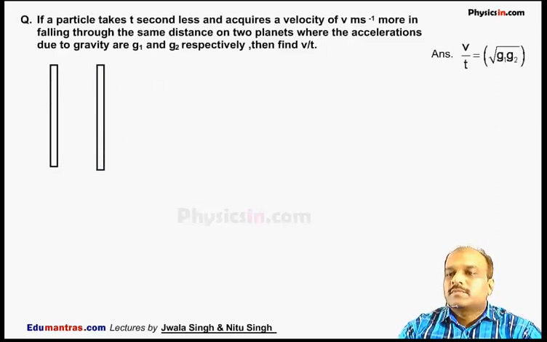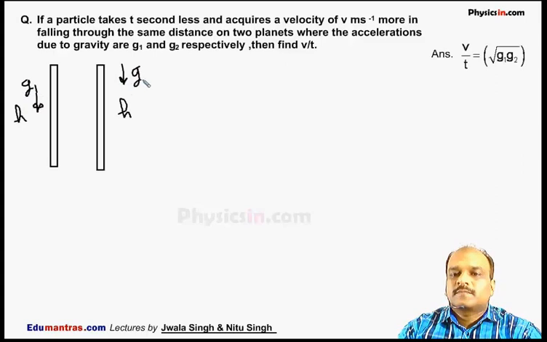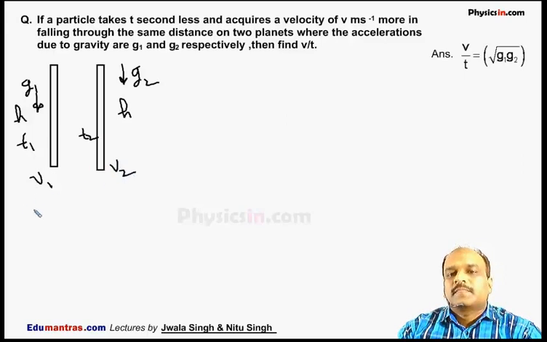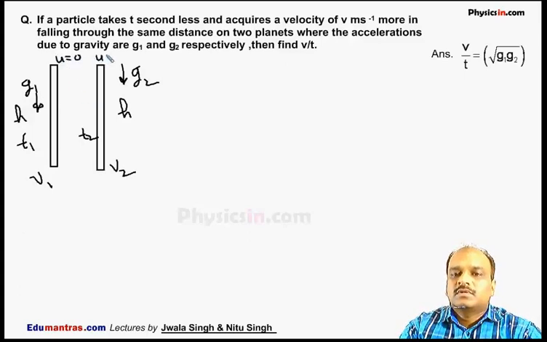The particle travels the same distance, which means these two heights are equal. This is h, this is also h. Let the acceleration here be g1 and the acceleration here be g2. Let the time of fall be t1 and t2, and let the speeds with which they strike the ground be v1 and v2. As it is given that the two heights are the same and the initial speed of both is 0, u here is 0, and u here is also 0.